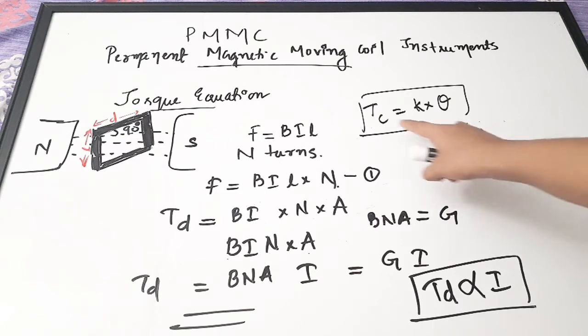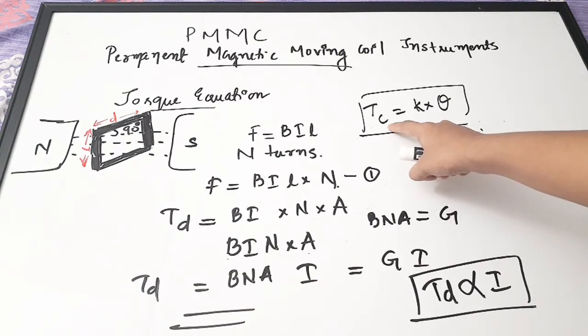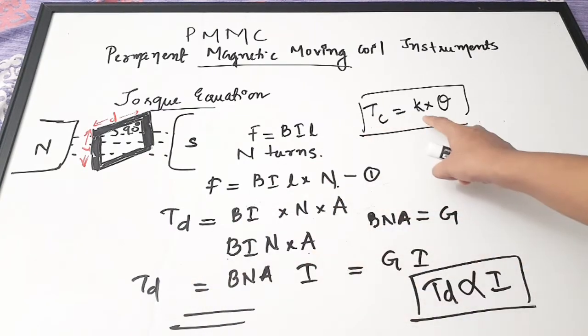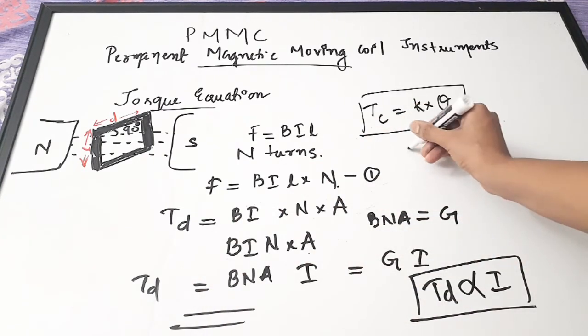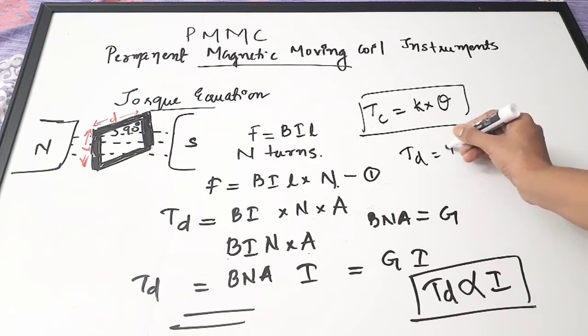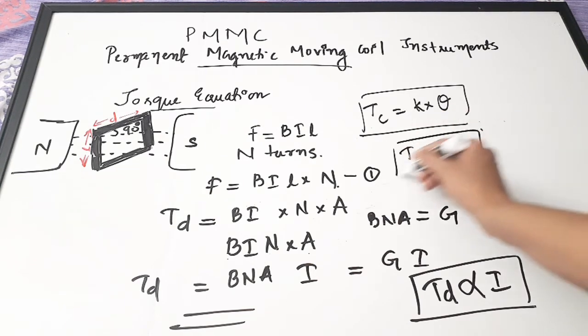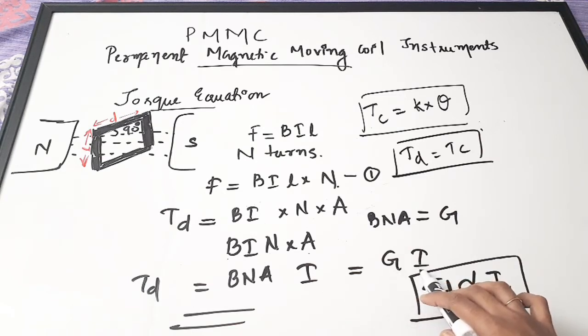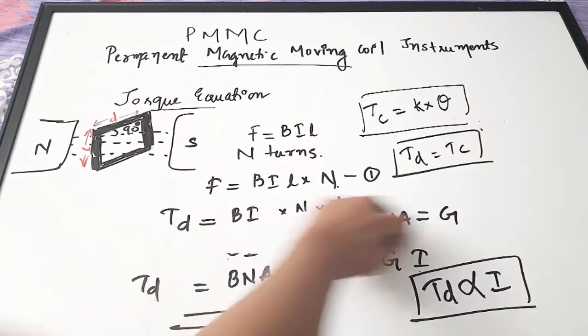So what is Tc? Tc is the controlling torque. Td is the deflecting torque. And in order to have proper control, Td is equal to Tc. So this is the relation. So you can equate Td is equal to Gi with K theta. I'm going to remove all these things. I'll keep only the final equations.